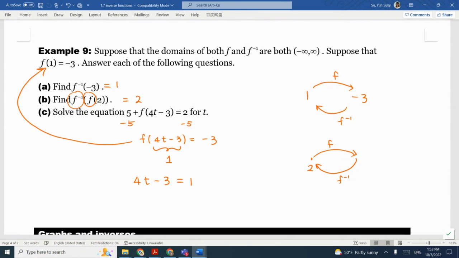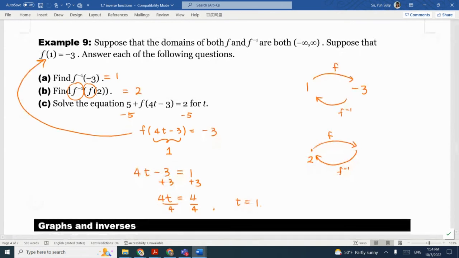4t minus 3 has to be 1. How do you solve for t? Add 3. And then 1 plus 3 is 4. We divide it by 4. We get t equals 1. Okay. So here we're using the properties of inverse functions. Okay, very good.